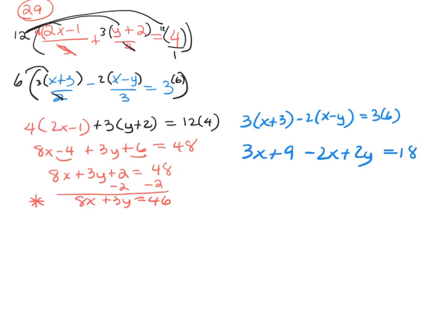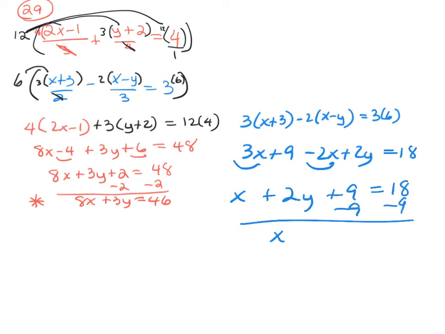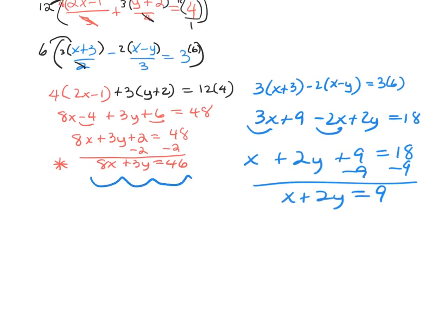I'm going to combine my x's. And this gives me x plus 2y plus 9 equals 18. Move the 9. x plus 2y equals 9. Now I have two equations that I'm going to use some method to solve. I'm either going to use elimination or substitution.